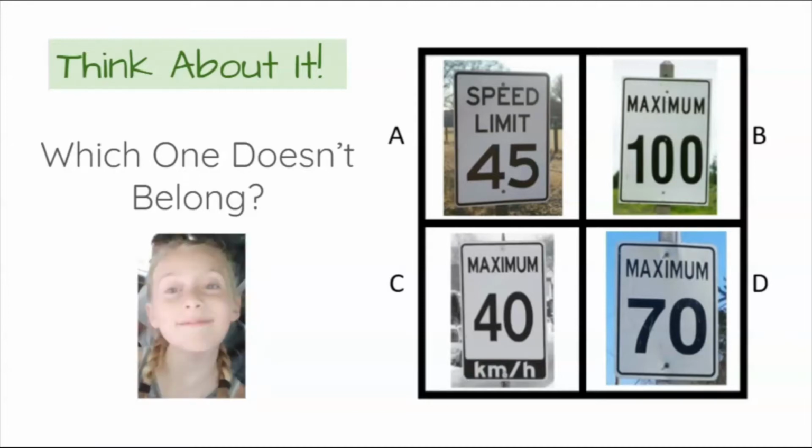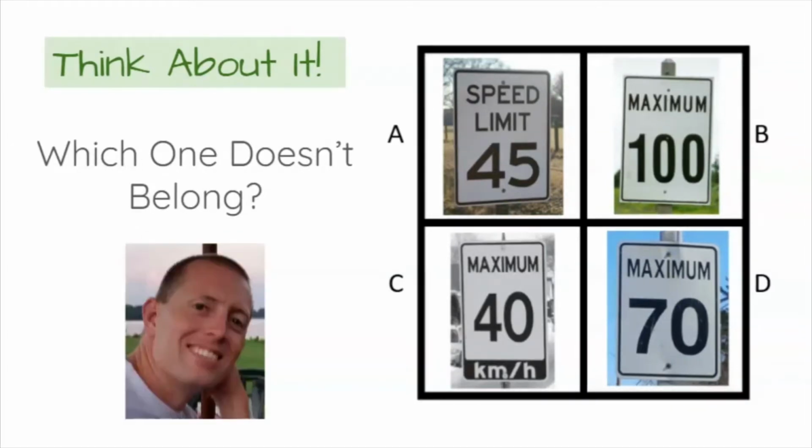Hello. Hi. Which one do you think doesn't belong? I think the maximum 100 doesn't belong. Why not? Because it's the only one that's triple digits and the others are only double digits. Nice. I've never seen a speed limit sign that says maximum 100 miles an hour.